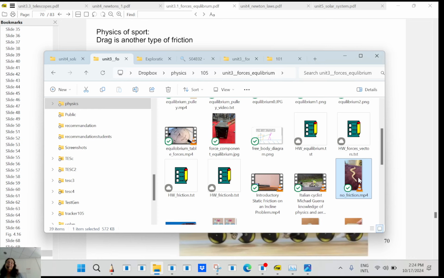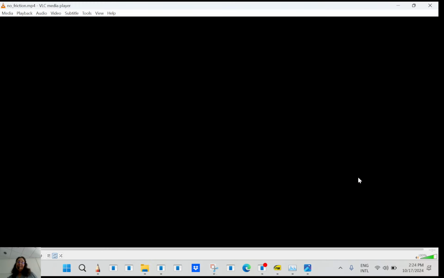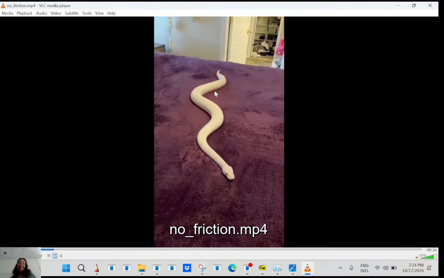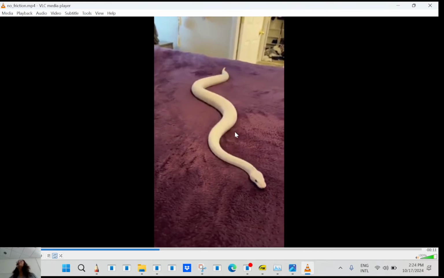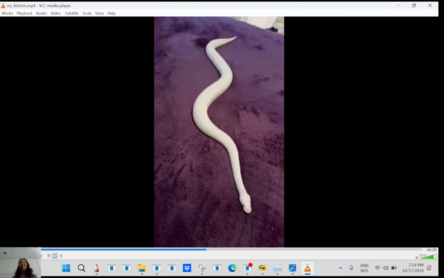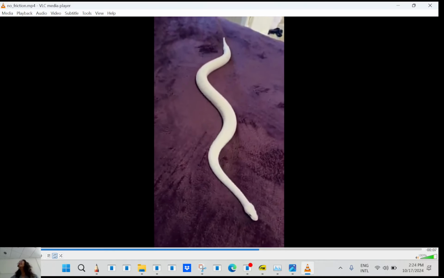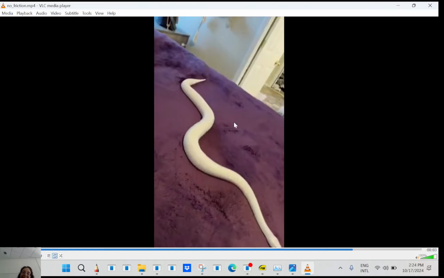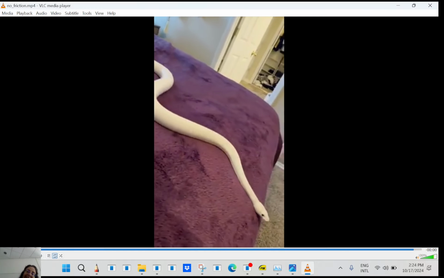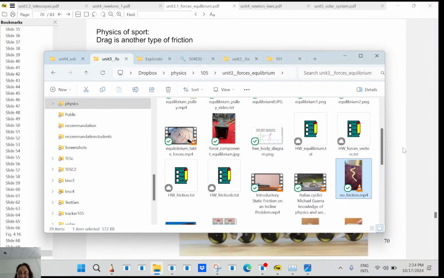So I found a snake here. That was not a very nice picture. You see, there was no friction, so it is not going anywhere. There was so little friction that it has such a hard time. So if you have a pet snake, maybe you can try. I don't know.